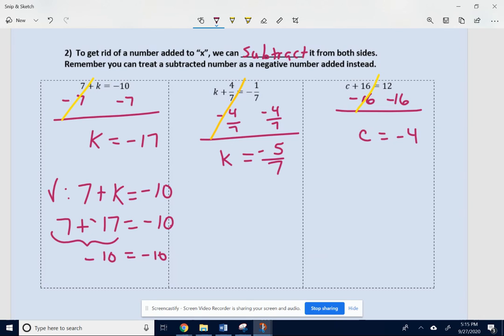In all of these problems, we got rid of the number added to the variable by subtracting that number from both sides.